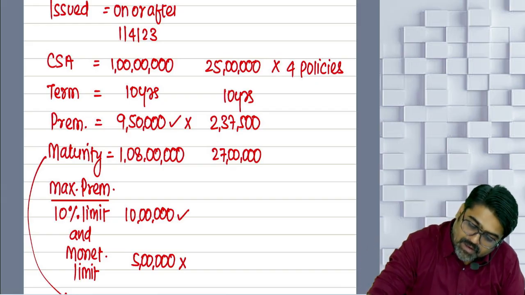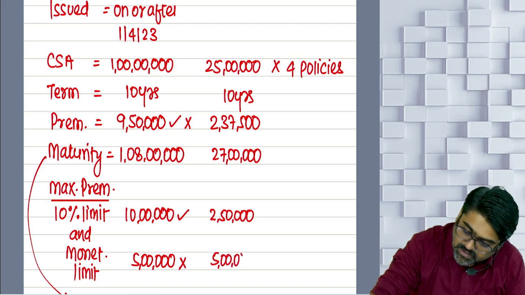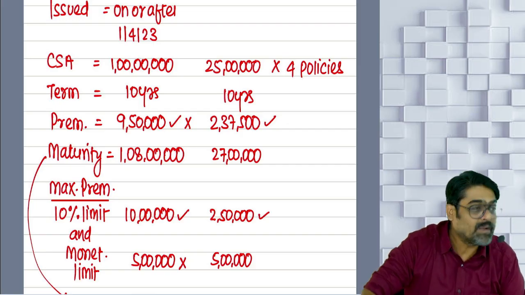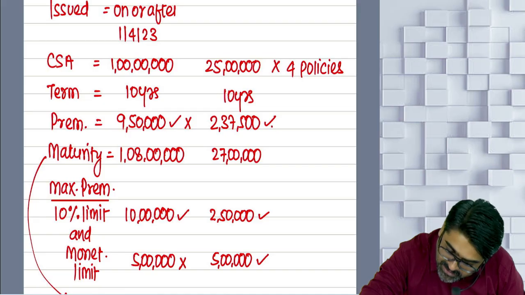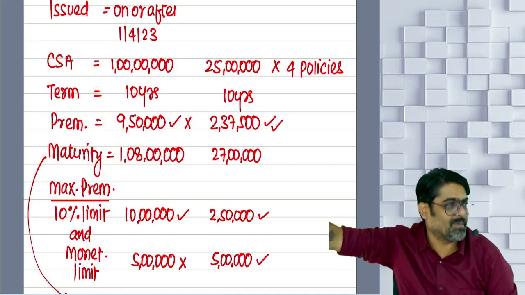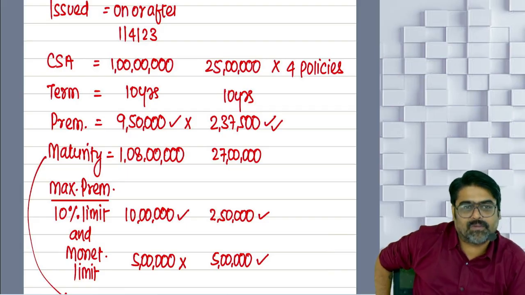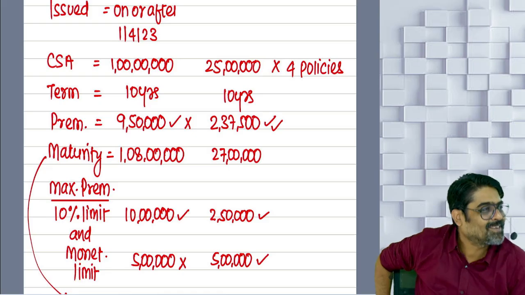Now, tell me, what should be the 10% limit? 2,50,000. Yes or no? And what is the monetary limit fixed? 5 lakh. Now tell me, is the premium paid within the 10% limit? And the premium paid is within the monetary limit also, for all the 4 policies. Maturity proceeds 27 lakhs each: fully exempt, fully exempt, fully exempt, fully exempt.